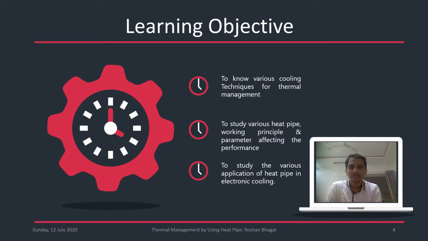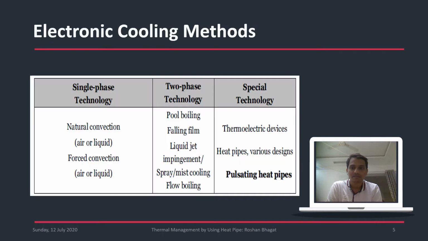Now these are the learning objectives: to know various cooling techniques for thermal management, to study various heat pipe working principles and parameters affecting the performance, and to study the various applications of heat pipe in electronic cooling. So this is what we will discuss in detail in this particular session.